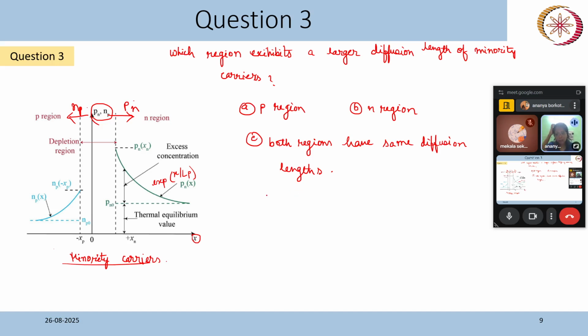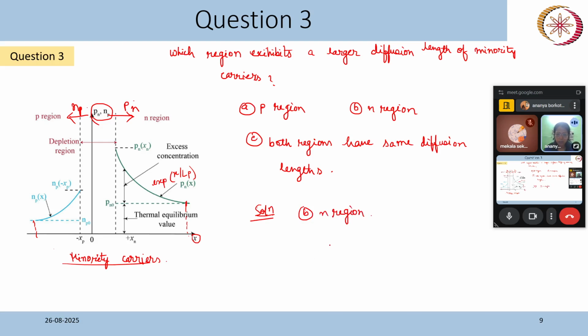So what is the answer? Again, how you look at the graph can be different, but just by looking at the graph I can see that this diffusion length, because this is the x-axis, this n side diffusion length is higher if I consider till say this point and say this point. Okay, so just by looking at the graph, it is the n region where the diffusion length is more.